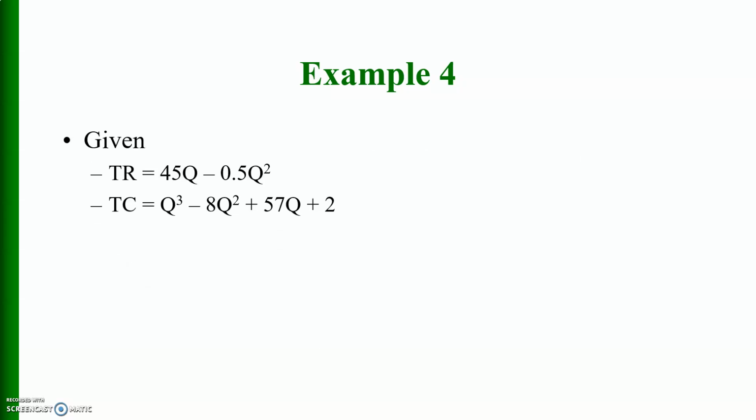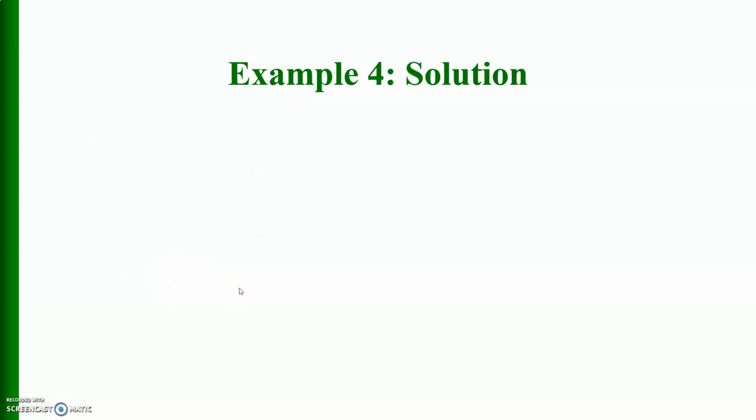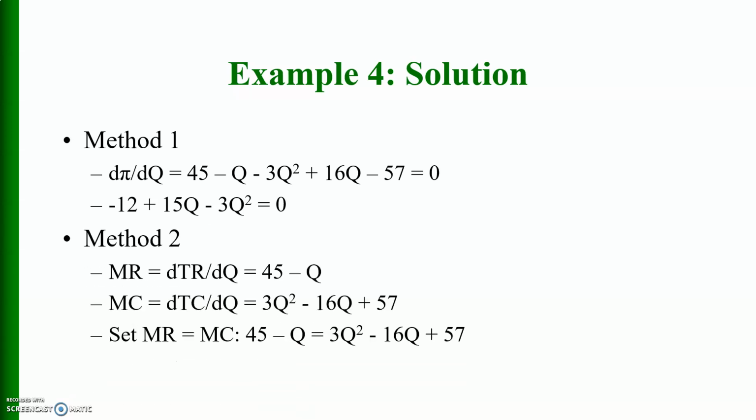Here is another example. Given total revenue and total cost function, we can determine the Q that maximizes the profit. Since profit is the difference between total revenue and total cost, so in this function we take the difference between total revenue and total cost, and if we simplify that, then we get this. This is the first method of solution, and this is the second method of solution.